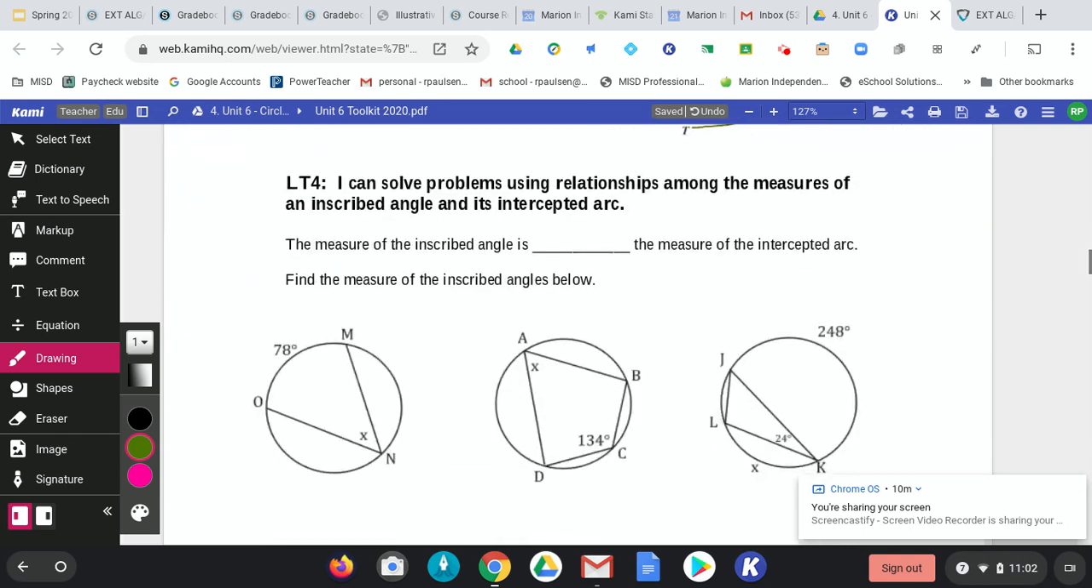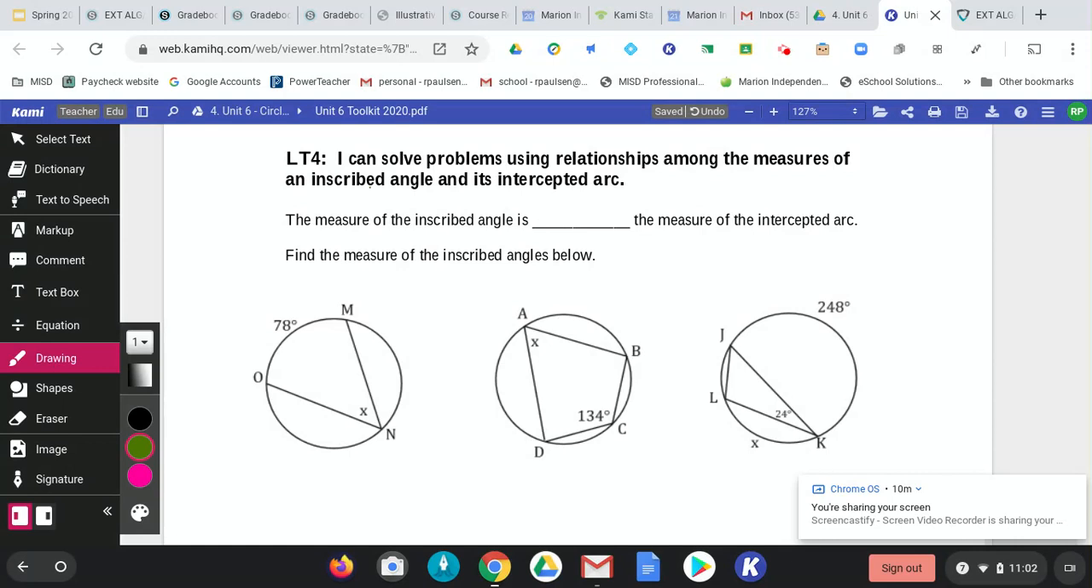All right, Tuesday's lesson was a focus on inscribed angles. And these are angles that are inside of your circles. The last time we used inscribed was when we were talking about triangles and inscribing a circle in it. This is the other way around. You're inscribing an angle in it. So the measure of the inscribed angle is half the measure of its intercepted arc.